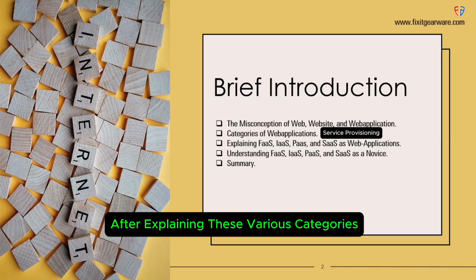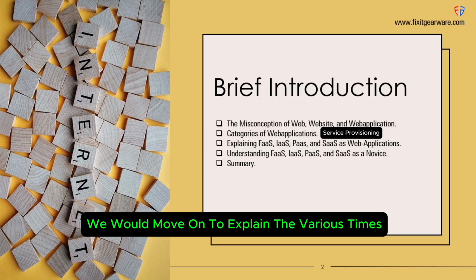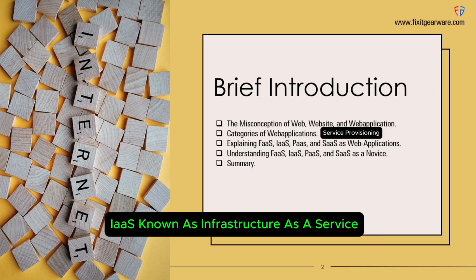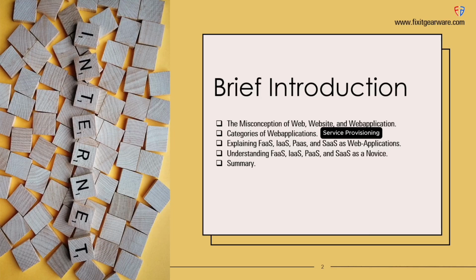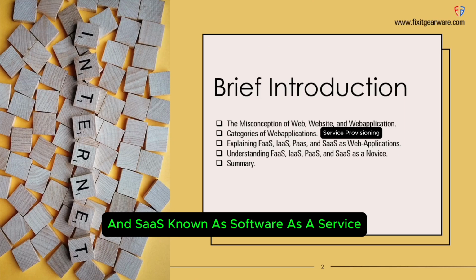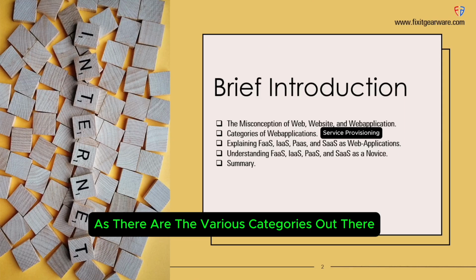After explaining these various categories, we will move on to explain terms such as FaaS, known as Function as a Service, IaaS, known as Infrastructure as a Service, PaaS, known as Platform as a Service, and SaaS, known as Software as a Service, as they are the various categories out there.